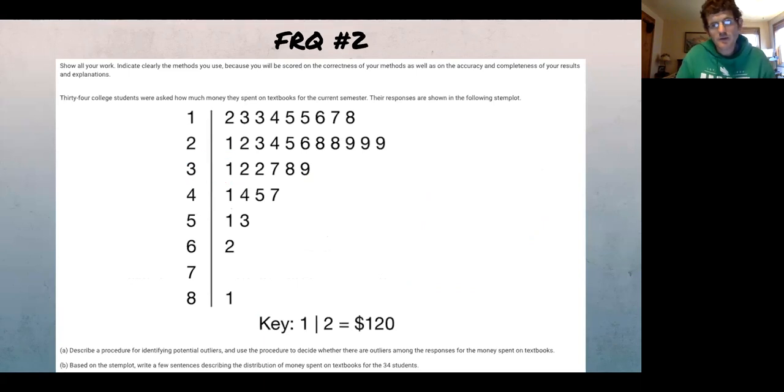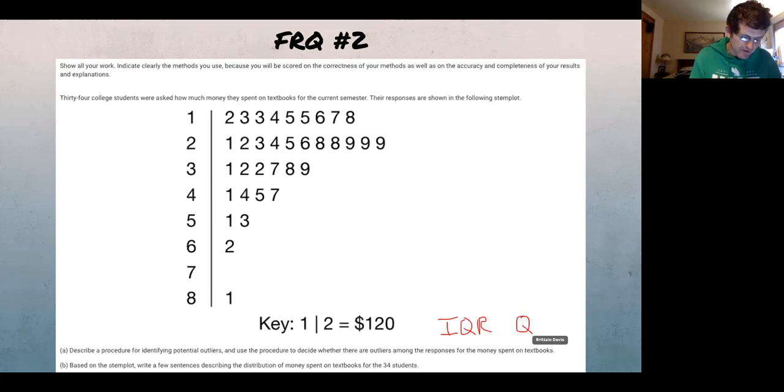So there we go. Describe a procedure for identifying the potential outliers. What they want us to do is actually write out the IQR method. We could say I could identify the first quartile point and the third quartile point, find the IQR, multiply that times 1.5 and add it to Q3, subtract it from Q1. So you need to actually write out what that process is.